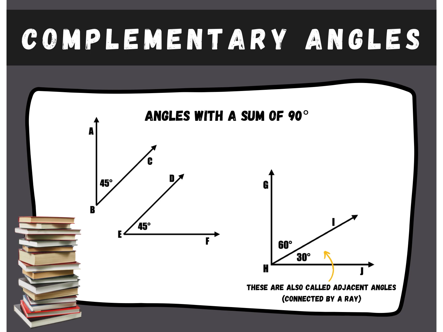So let's start with complementary angles, and we're just going to dive right into what the definition is. Complementary angles are two angles that, when you put them together, they have a sum of 90 degrees. So you'll see a couple examples in front of you now.